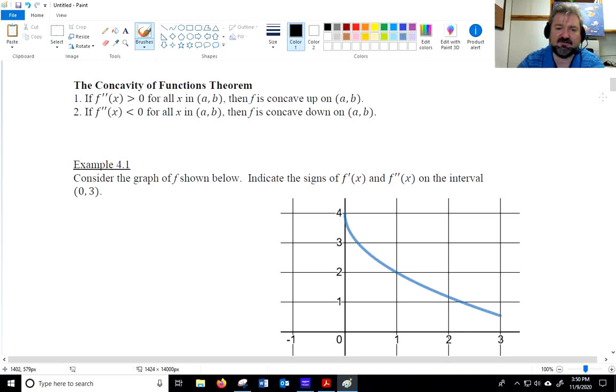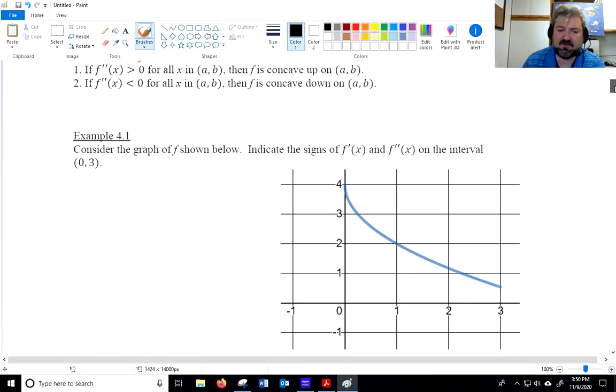So here's the concavity of functions theorem. If f double prime of x is greater than 0 for all x in an interval from a to b, then f is concave up. Likewise, if f double prime is less than 0 for all x in the interval, f is concave down on that interval. We don't usually cite this theorem by name, and it doesn't necessarily have an agreed upon name. We just simply justify on a test by saying, this function is concave up on the interval from a to b because f double prime of x is greater than 0 on that interval.